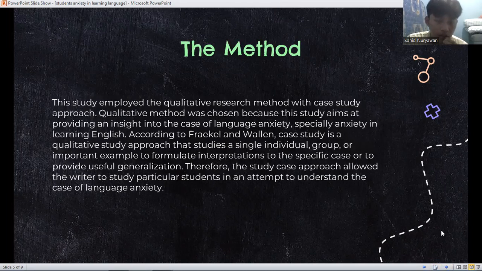The method. This study employed the qualitative research method with a case study approach. The qualitative method was chosen because this study aims at providing an insight into the case of language anxiety, especially anxiety in learning English. According to Fraenkel and Wallen, a case study is a qualitative study approach that studies a single individual, group, or important example to formulate interpretation of the specific case or to provide useful generalization. Therefore, the case study approach allowed the writer to study a particular student in an attempt to understand the case of language anxiety.